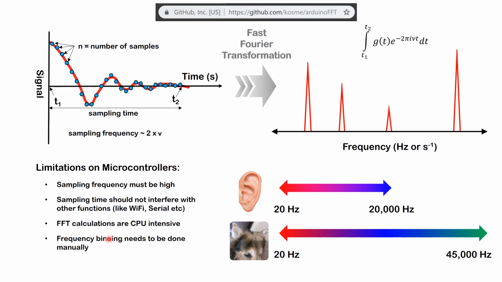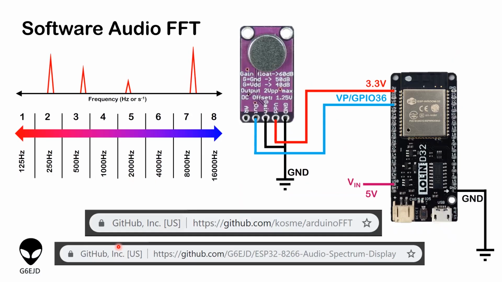In my experience, ESP8266 is not able to satisfy all of these things. That is, I'm not able to sample frequently enough to do a real-time Fourier transformation on all the frequency range that I'm able to hear. And ESP32 actually is a very good candidate to try these things out.